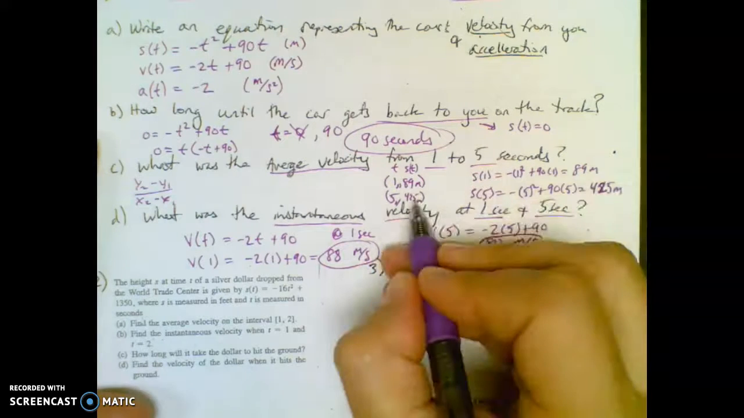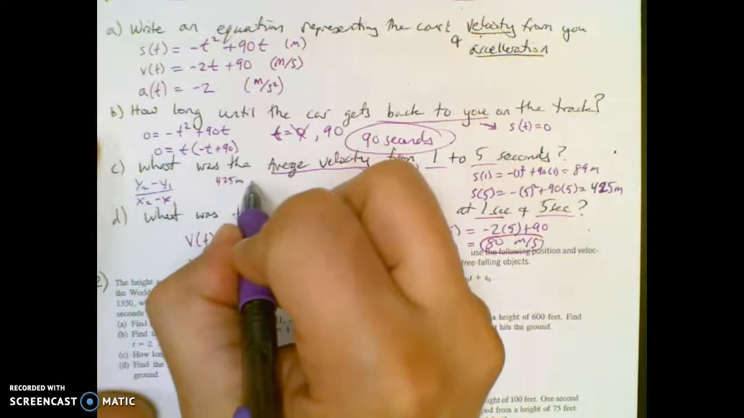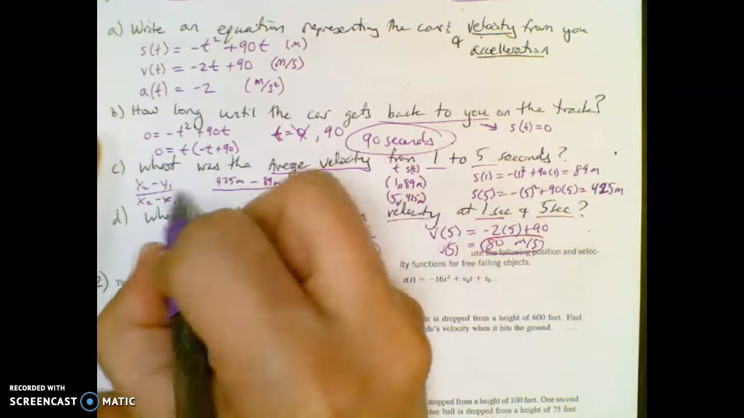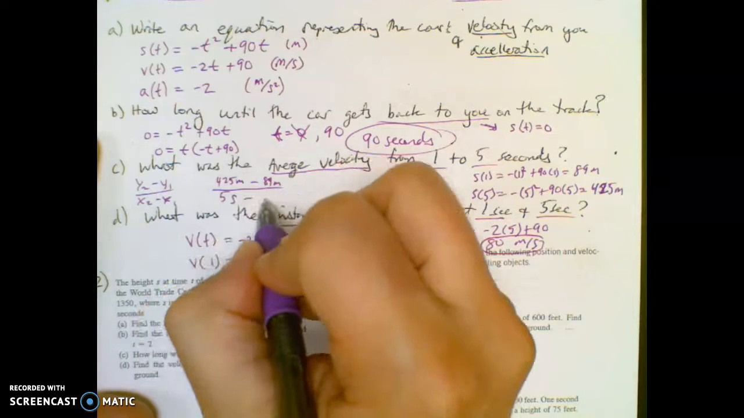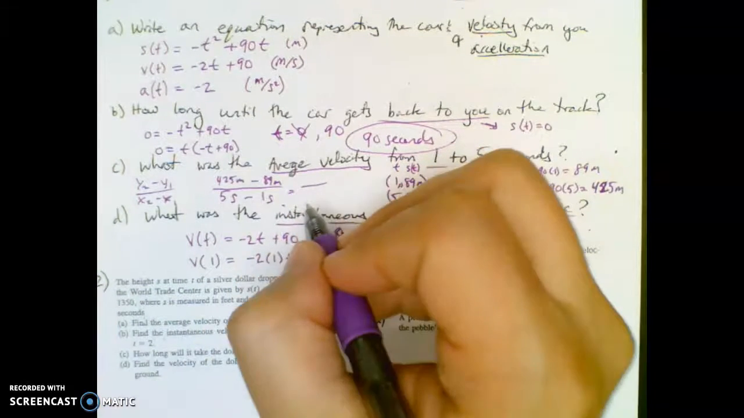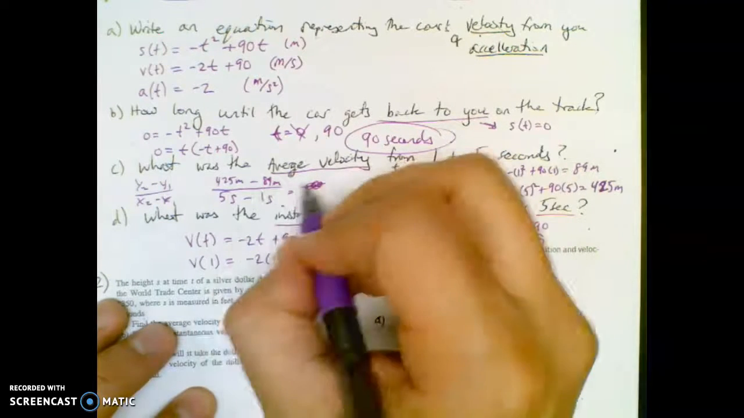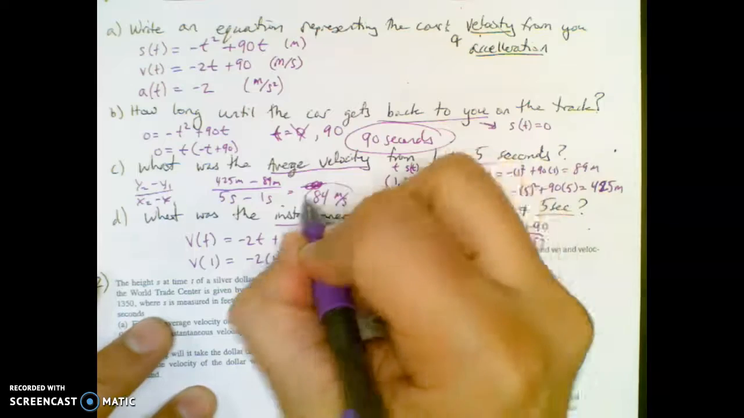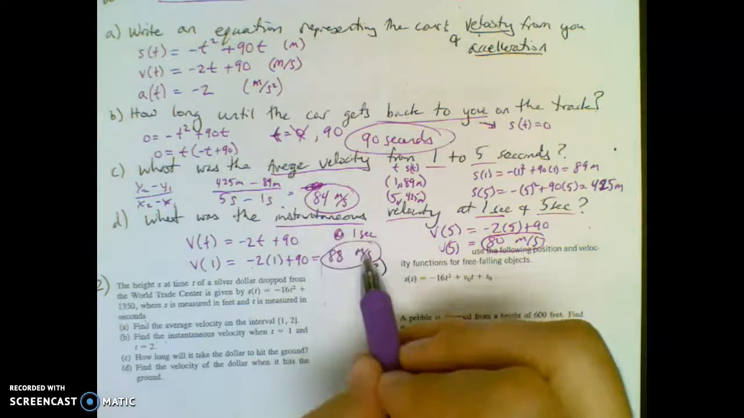But really, you just have your slope. You have your y minus y. So I'm going to go 425 meters minus 89 meters. That's y minus y over x minus x, which is 5 seconds minus 1 second. So I'm just going to go to the answer, type that in, and you're going to have 84 meters per second. Okay, so the average speed is 84.